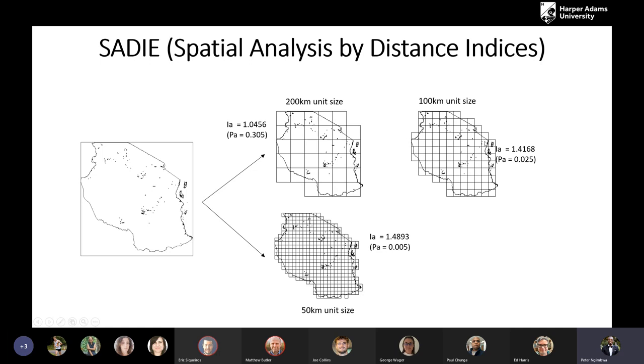100 kilometer is independent. So if you want to place a trap, if 100 kilometer is independent, there's no need for you to use 50 kilometer. But as Eddie said, we have seen that at 100 kilometer, this observation will be independent.